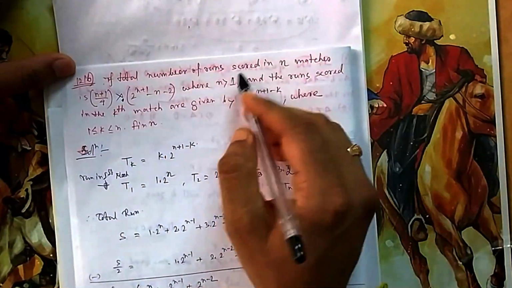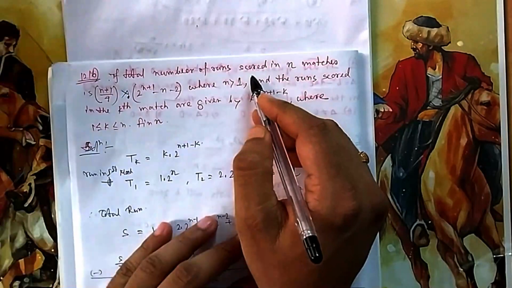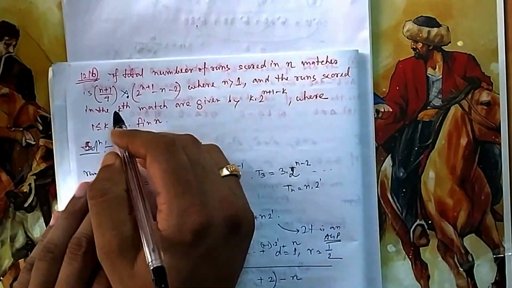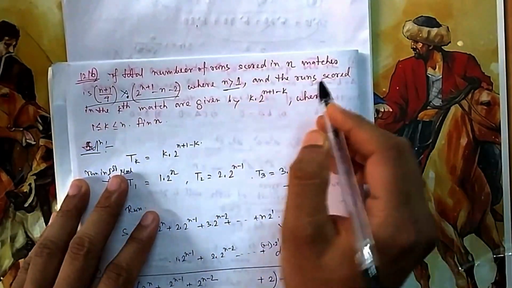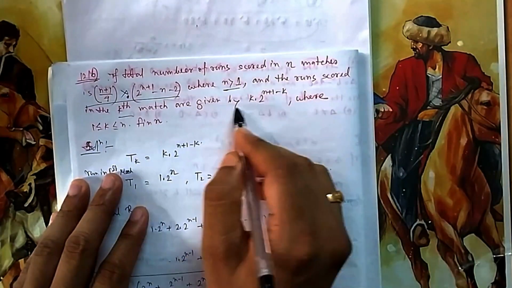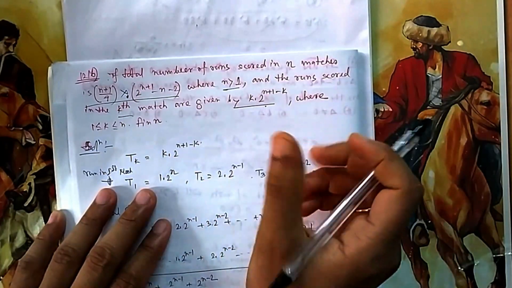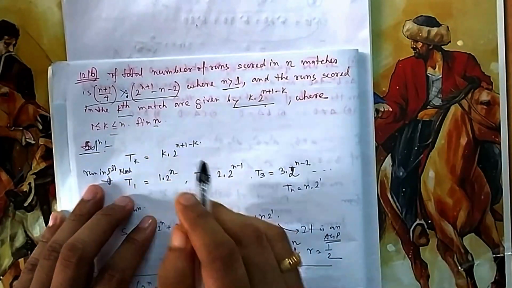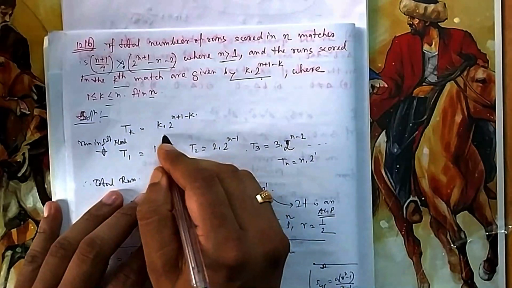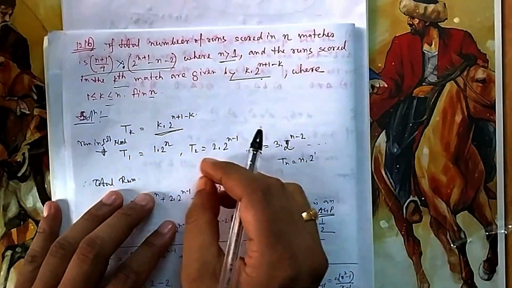Now the 12b: if the total number of runs scored in an IPL match is this one, where n is greater than 1, the runs scored in the kth match are given by this. This is the kth term, and this is the sum up to the nth match. Find n. They have asked you to find n. Now this is the kth match, that is the nth term, that is the kth term.